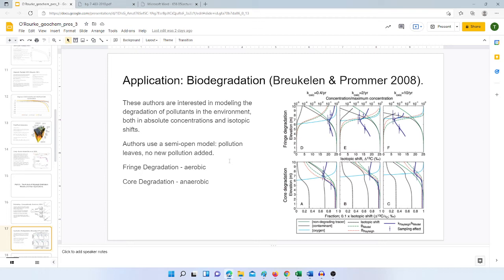The authors introduce fringe degradation, which happens on the periphery of the pollution mass where air can get to it and it's aerobically decomposed, whereas core degradation is degradation that occurs relatively internal to the pollution mass where it's protected from air and it just breaks down through other chemical processes. And you can see the outputs of their models here.